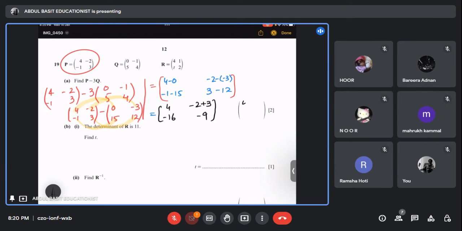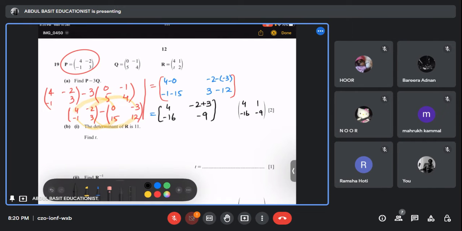Now write the final answer. 4, 1, minus 16, and that would be minus 9. Is this clear? Everybody, is this clear or not?